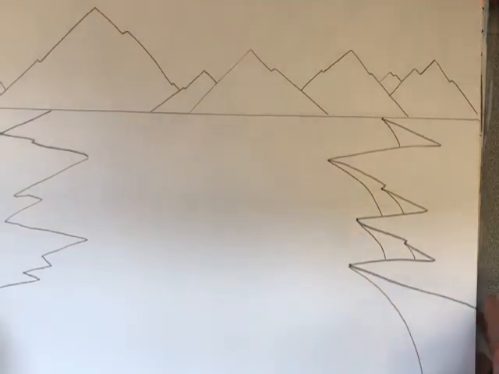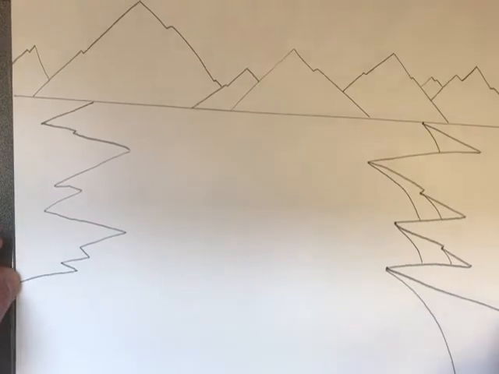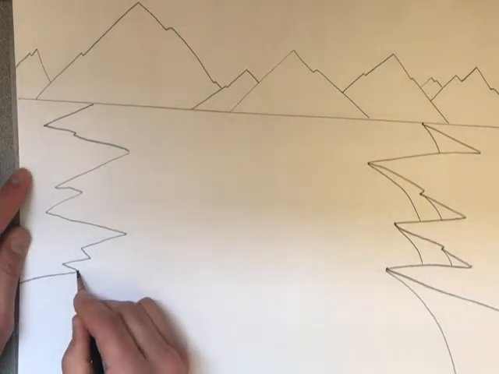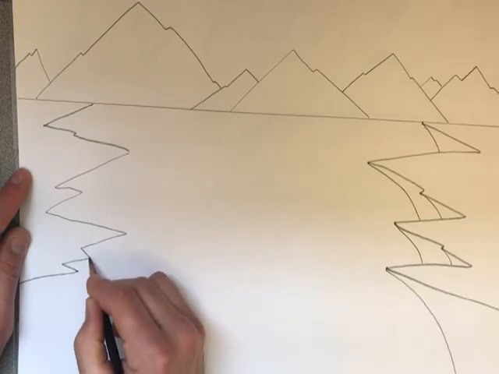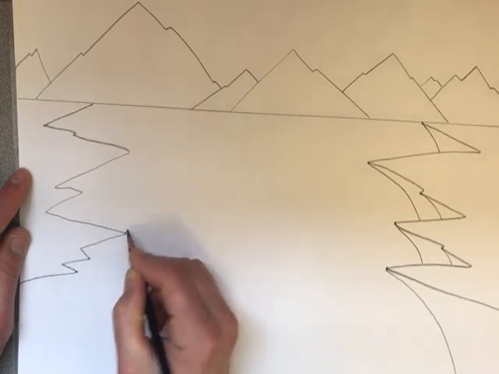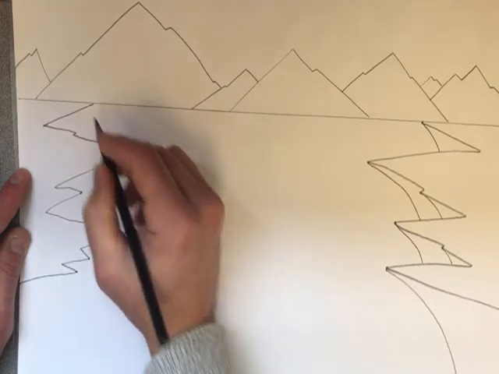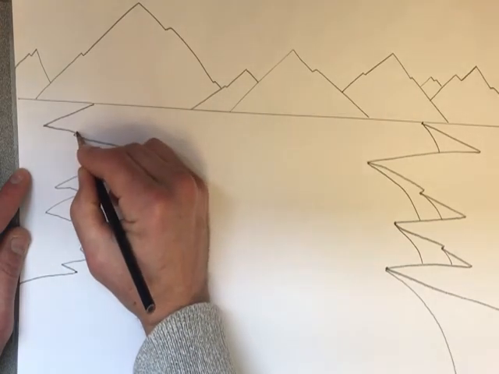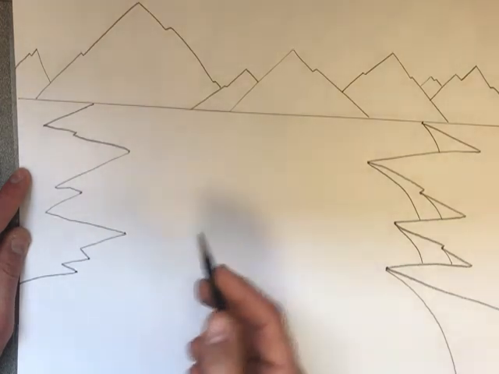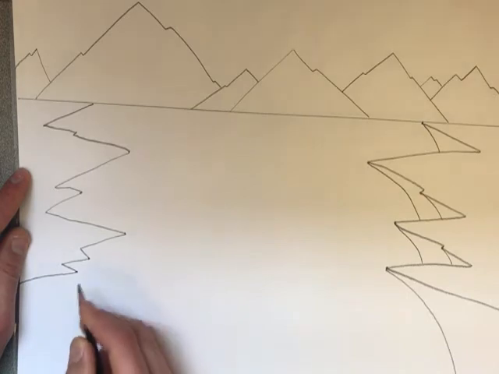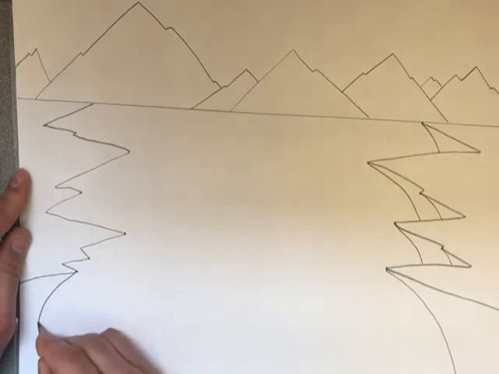Okay, now I'm going to come to the other side of the landscape and do the exact same thing. Again, I'm going to put a little dot on each tip of the cliff, so I know that's where I'm going from. And then I'm going to take that dot inward and towards the edge of the paper, kind of in a C shape.